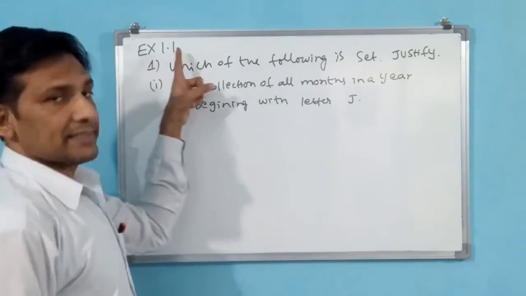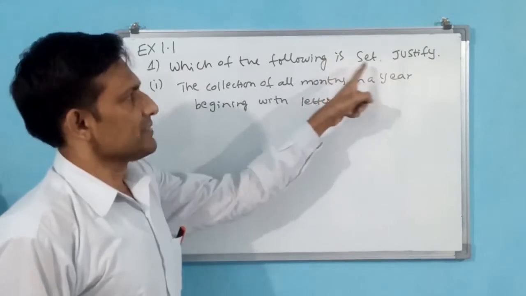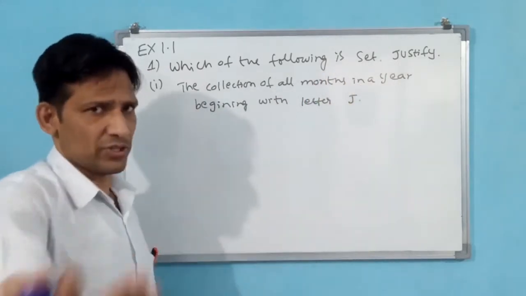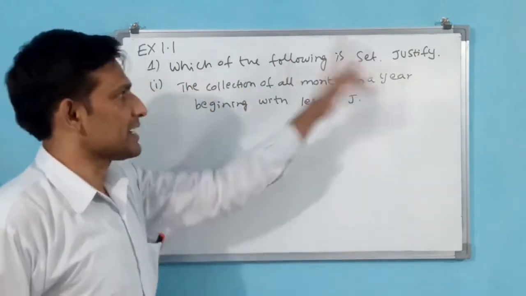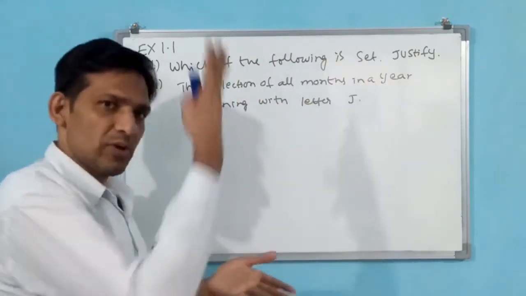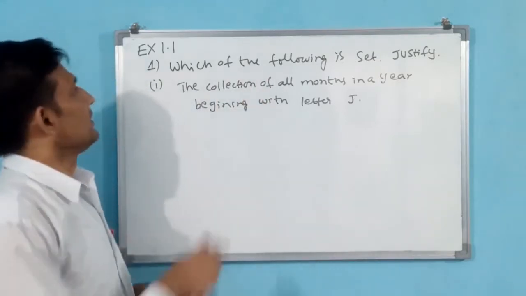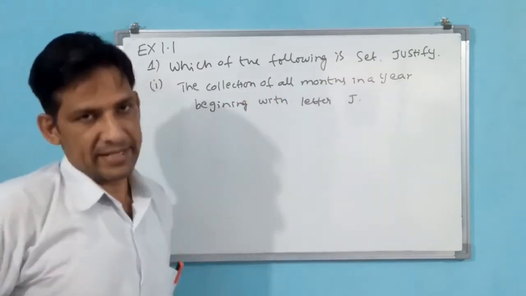Okay, see exercise 1.1, question number 1. Which of the following is a set? Justify your answer. See, I need not write the question, it is there in your book. But for your sake of understanding, I am writing. While writing also, I am going to edit that video, so directly you can see the question. The collection of all months in a year beginning with letter J.